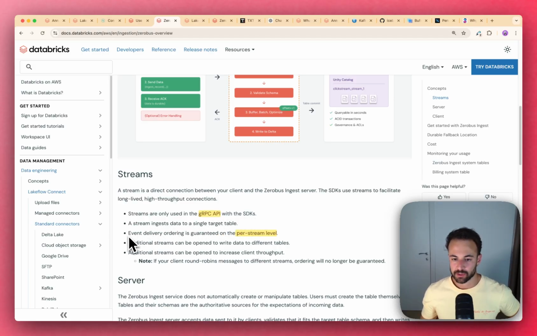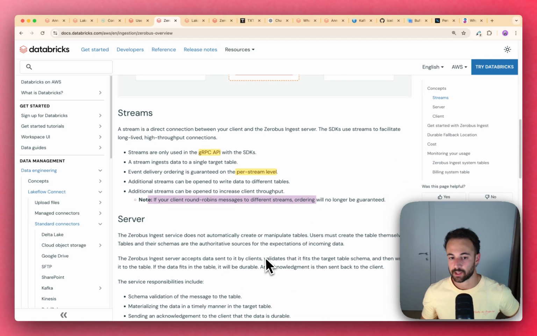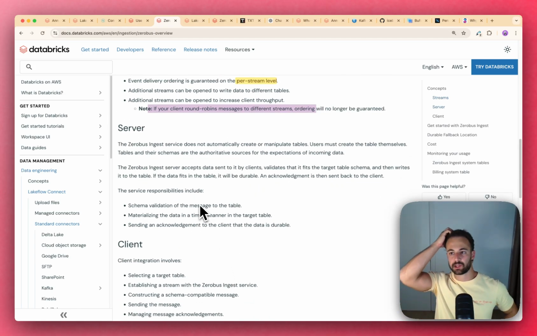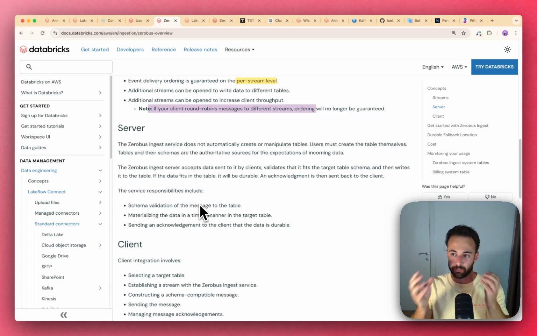If you have multiple streams per client, this probably gets trickier. Additional streams can be opened to write data to multiple tables. They can also increase client throughput, but if your client round robins messages to different streams, ordering will no longer be guaranteed, which makes sense. So it's only per stream. What does it mean if your client round robins messages to different streams? I think the ordering between the round robin messages will not be guaranteed, which is normal because each stream has its separate ordering.